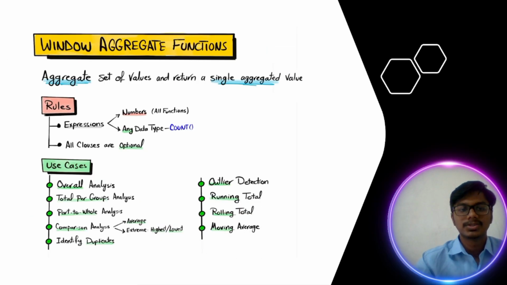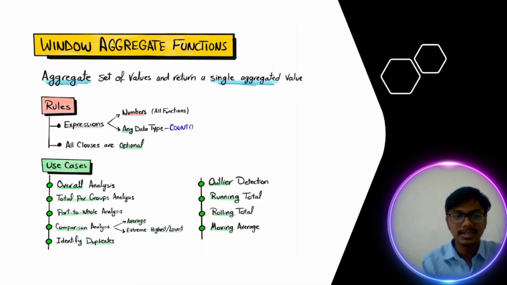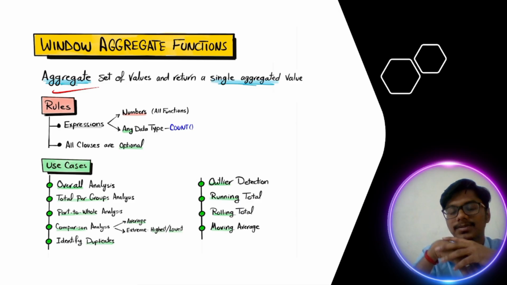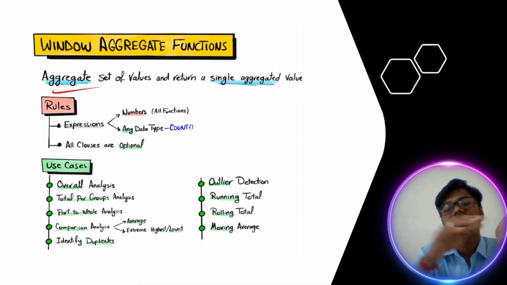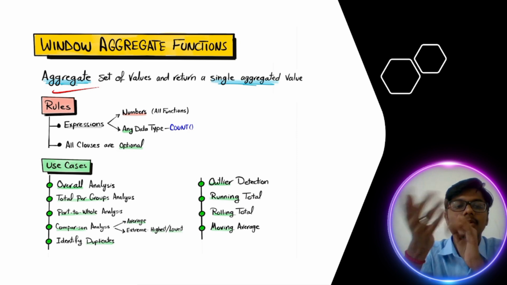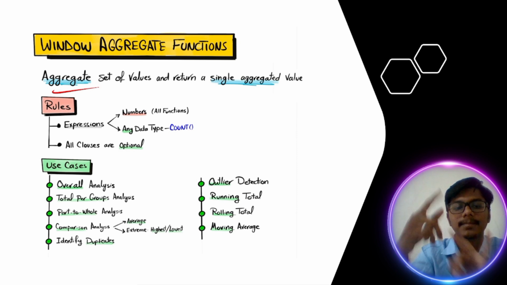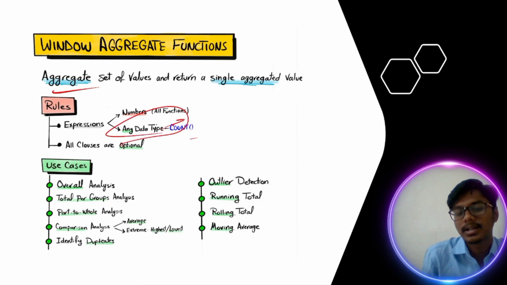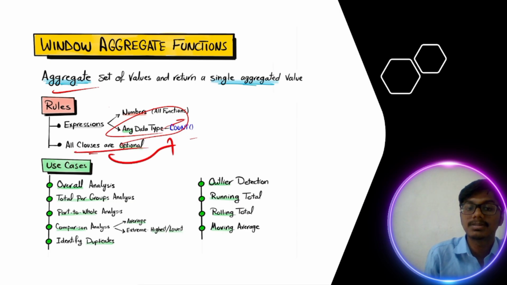Now let's dive into the conclusions of these window aggregation functions. In this video we have discussed the aggregation function. We do a set of calculations on a set of values, and it returns a single aggregated value. We discussed the expression, which may be a number data type, and for the count function it may be any data type. All the clauses are optional, the partition clause and the order clause, as we have discussed.